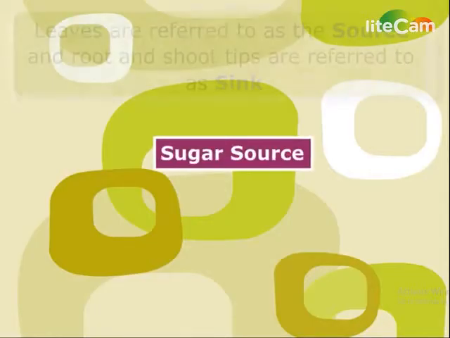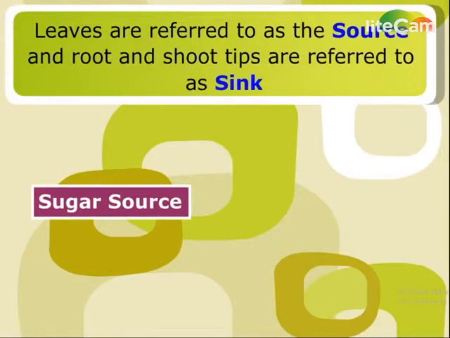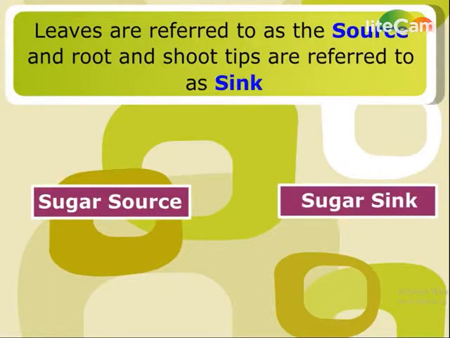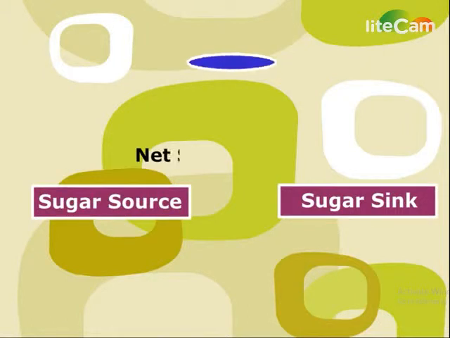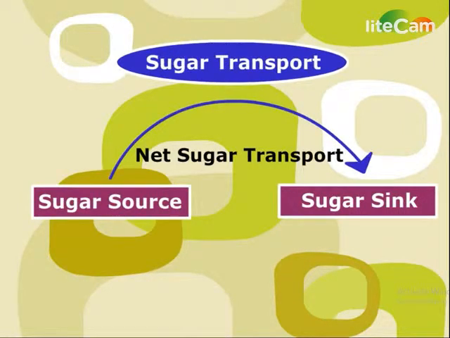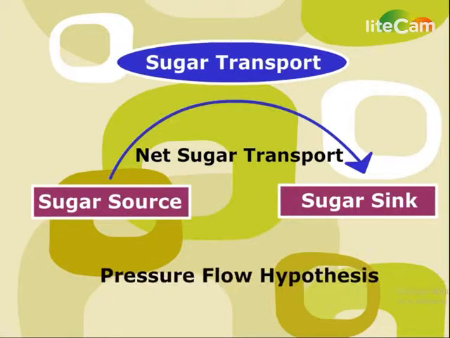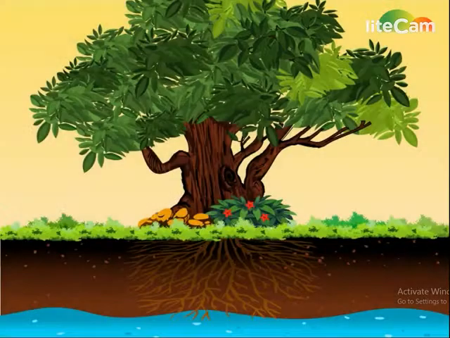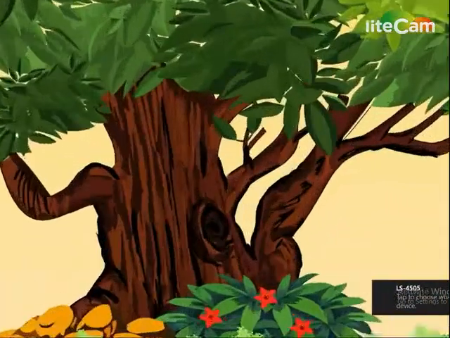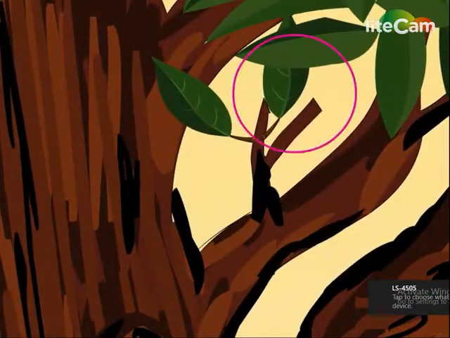Source is an organ that produces more sugars than that is required, and sink is an organ that consumes sugars for its growth and storage. The accepted mechanism needed for the translocation of sugars from source to sink is called the pressure flow hypothesis. Let us have a closer look at how the food is translocated in the plant body.